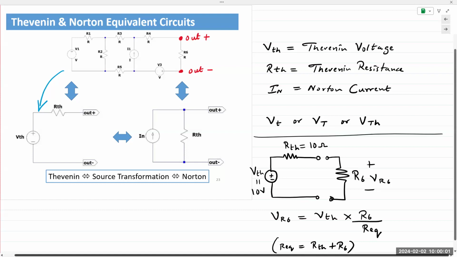This R2 has nothing to do with RTH here. It's just a separate analysis, and we'll see that when we get to an example. So there are steps that we take to determine RTH and VTH and the Norton current, and we'll look at all of that next week. So as it stands, each component alone has no bearing on RTH. They are all working together, and that's how we'll find RTH.